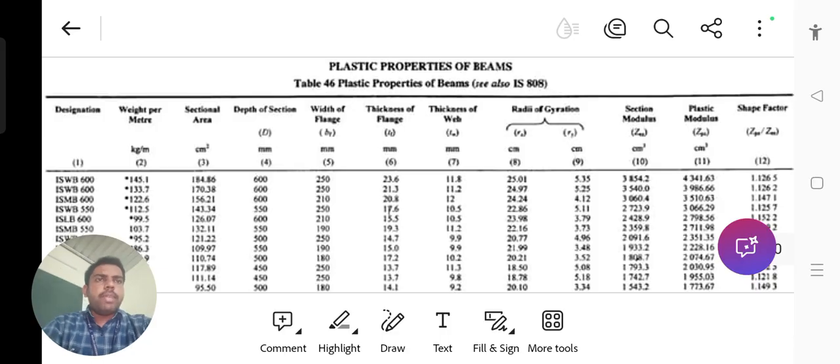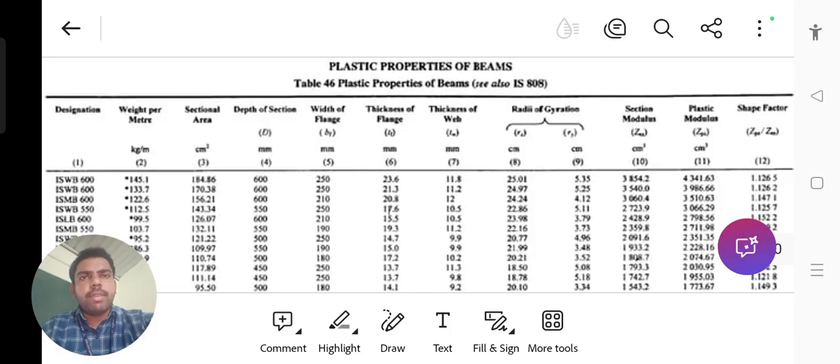Shape factor means the ratio of plastic modulus to sectional modulus. This is called the shape factor. It is generally taken as 1.1 for an I section and 1.5 for a rectangular section. Okay, these plastic properties are all available in IS 800 2007 and the steel tables.